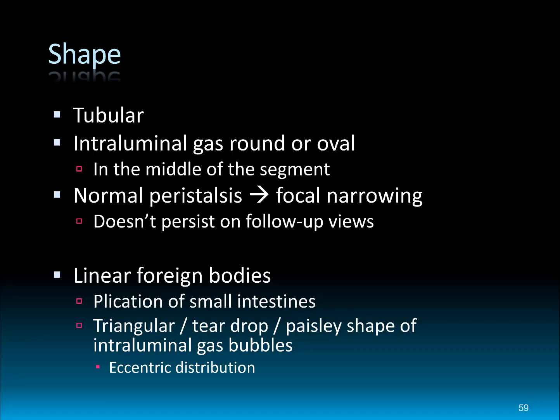Small intestine should be tube-shaped. Again, any intraluminal gas should be relatively round or oval with smooth margins. It should sit in the middle of the segment. If it's off to one edge, then we're going to be concerned about plication, which we'll talk about later. You will see normal peristalsis, so focal narrowings of the small intestine, but it shouldn't persist in the same spot over multiple images. When we have narrowing that persists, or when we have those irregularly positioned gas bubbles, then we're starting to think about linear foreign bodies or potentially other differentials.